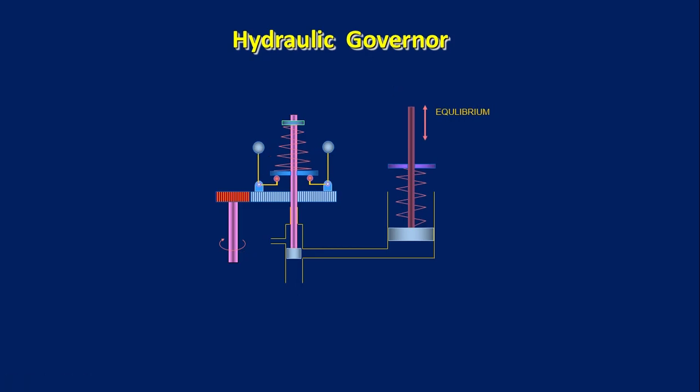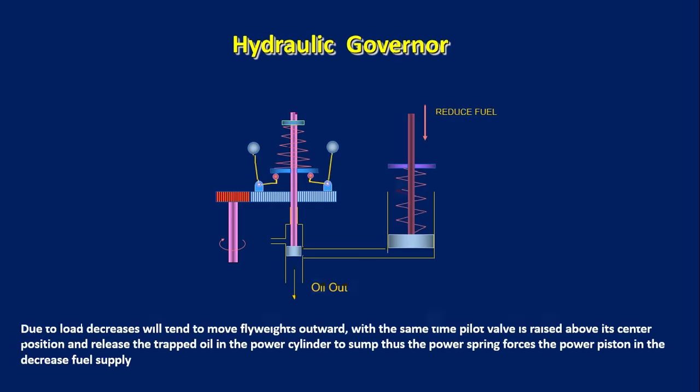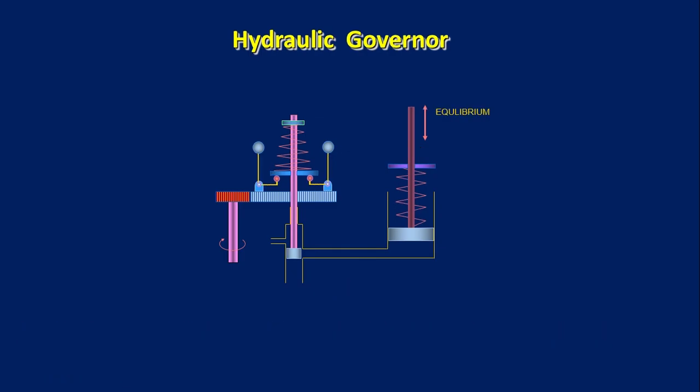And again, when the speed increases, the pilot valve will move upwards and the oil will drain from the power piston. Oil will drain, then the fuel rack will be reduced. So again, after reducing fuel, the engine speed will come to the set position. At that time the governor will come to the equilibrium condition. This is the hydraulic governor.